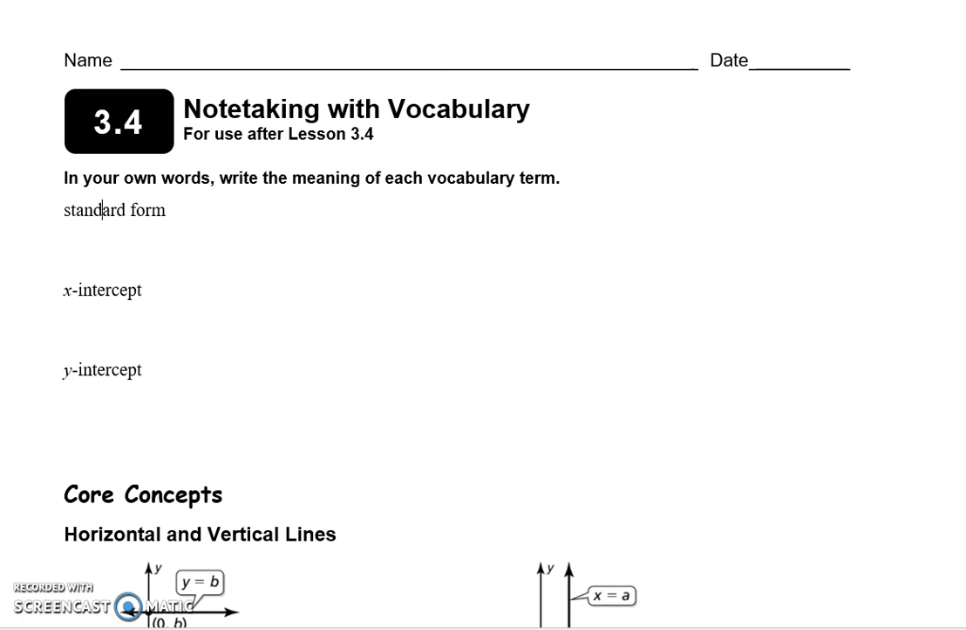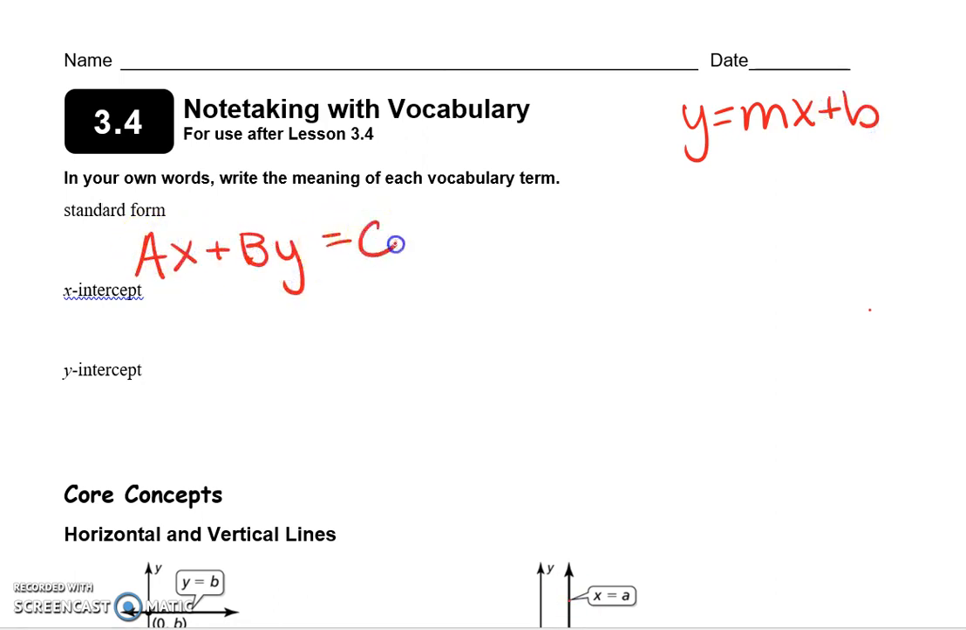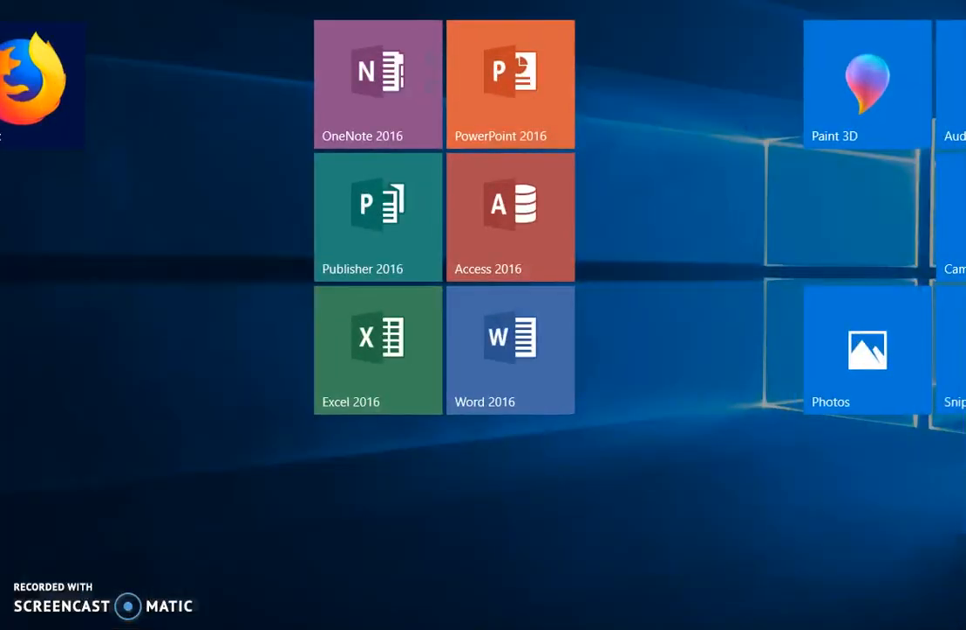So standard form, we have slope-intercept form, which you are used to. Slope-intercept form is y equals mx plus b. And standard form is ax plus by is equal to c.